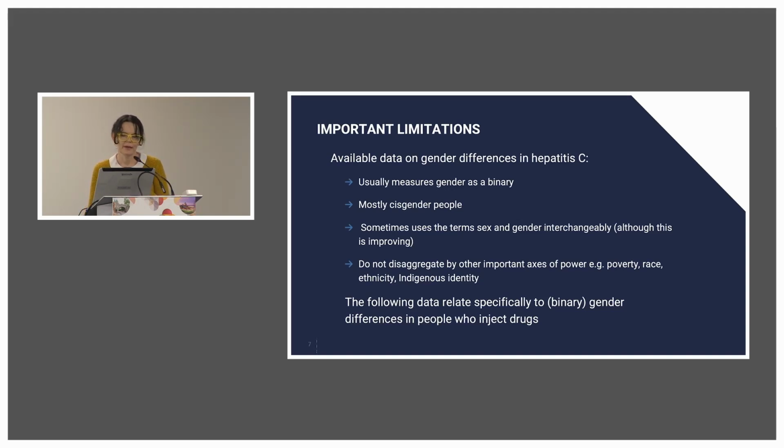Pretty much all of the other differences that I'm going to talk about are related to gender rather than sex. And it's important to highlight before I go any further that although gender is not a binary, for the most part I am going to be speaking about cisgender men and women and gender differences between these men and women as two groups. And that's because the data that are available are mostly reported in terms of men and women, almost always cisgender. And reporting sometimes uses the terms sex and gender interchangeably, or it's not clear about whether it was actually sex or gender that was assessed, although this is improving. And sex and gender data are also rarely reported disaggregated by other important axes of power, such as poverty, race, or Indigenous identity.